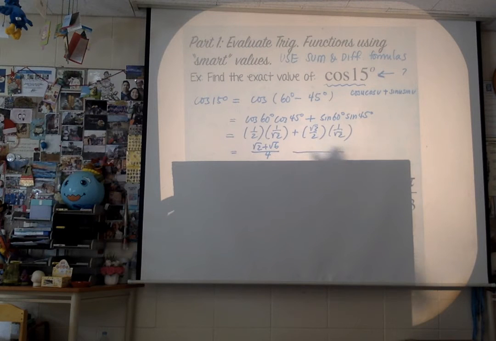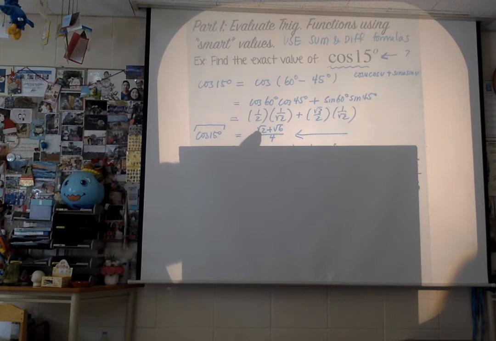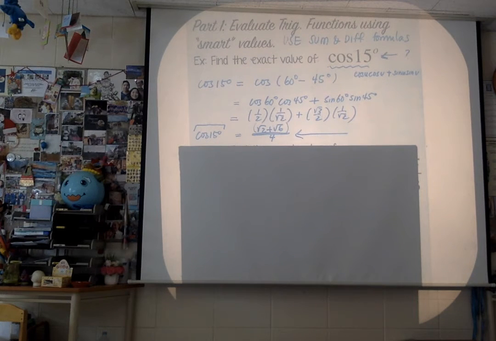If you don't believe that this is true, go ahead and plug it into your calculator now. Go ahead and plug into your calculator cosine of 15 degrees. Enter and see what they give you. Make sure you're rounding to the right digits. And here, plug this in. Root 2 plus root 6 divided by 4. So parenthesize this, right? And see if you get the same value. And indeed you do, okay?